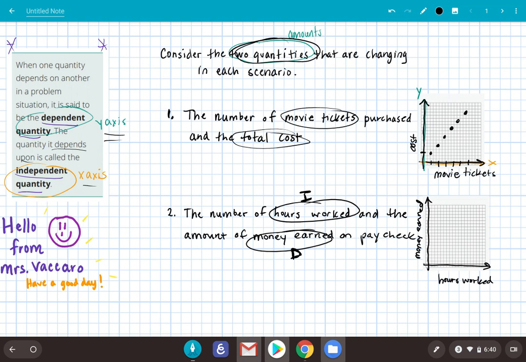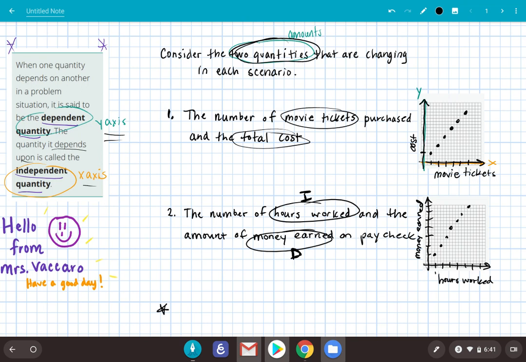So let's go ahead and place money earned on our y-axis and our hours worked on our x-axis. So if I work 1 hour, I might get $10. 2 hours, I might get $20. 3 hours, might get $30. 4 hours, I might get $40, etc. Keeps going up the more hours that you work. One quantity depends on the other. The money earned depends on the hours worked.